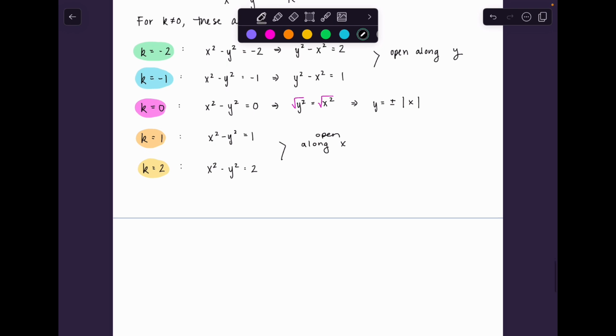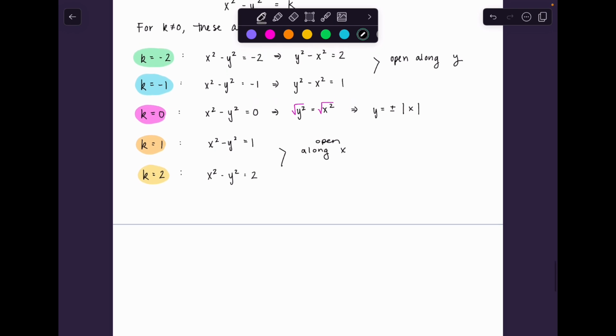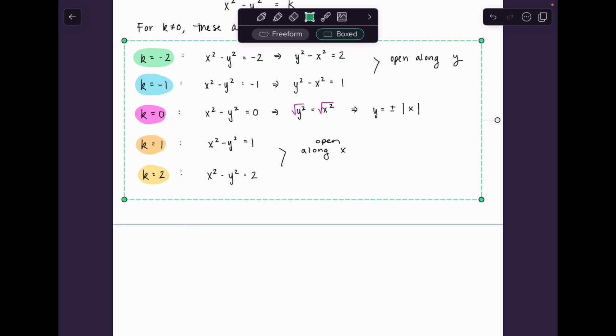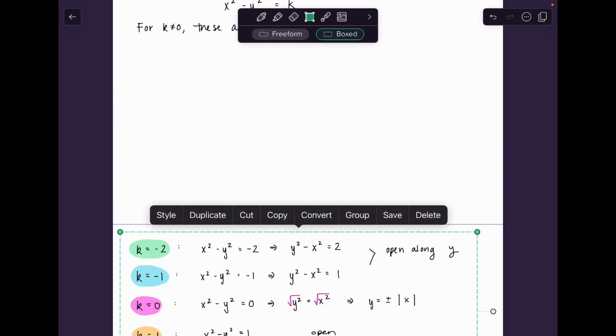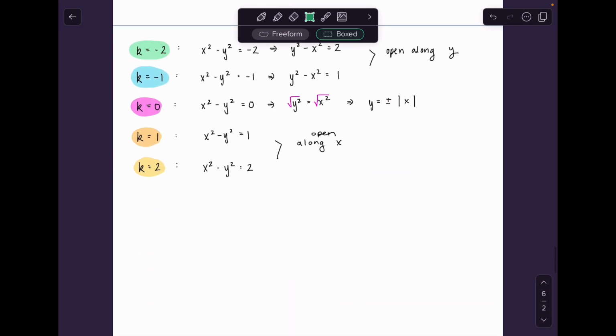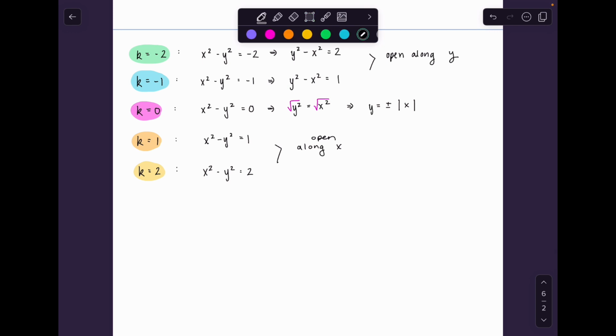So I'm going to go ahead. I don't like this line that comes with my note app, so we're going to move this down to make it nicer. Here is our y-axis, here is our x-axis. And I'm going to go out 2 in every direction.